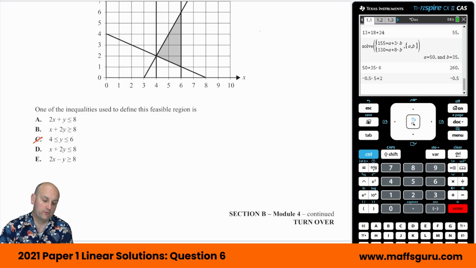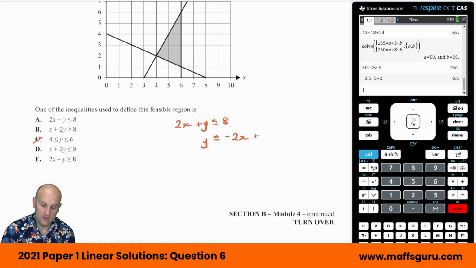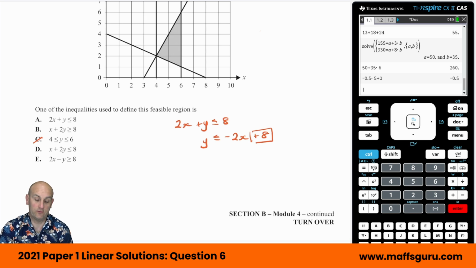Then I'm just going to work my way through each of these. I've got 2x plus y is greater than or equal to 8, so y is less than or equal to minus 2x plus 8. I can automatically discount this one because none of those lines have a y-intercept of 8. So that one is automatically off the cards.